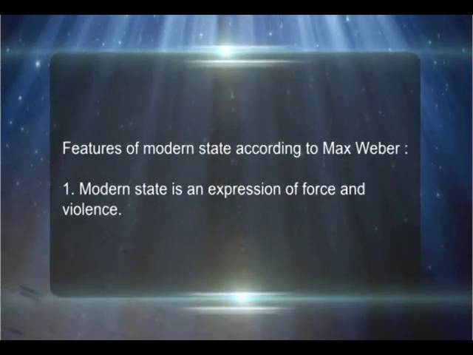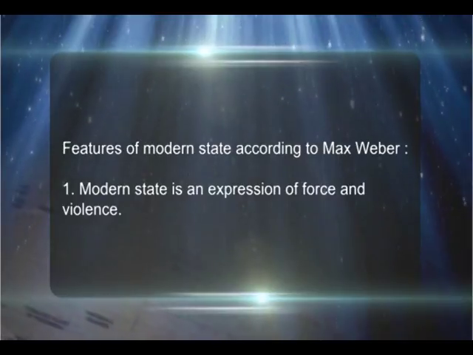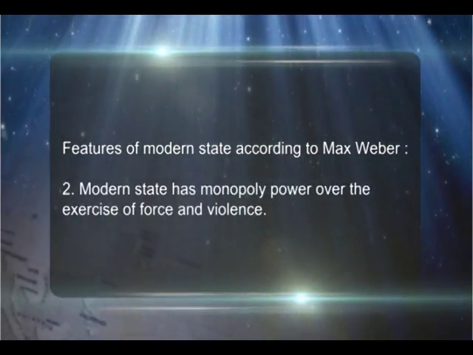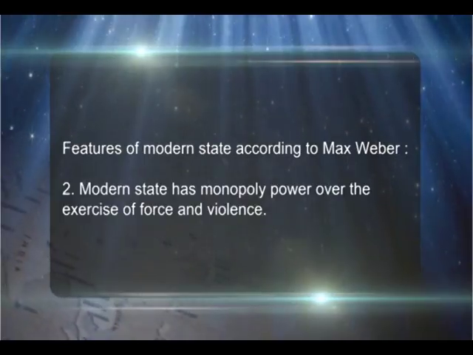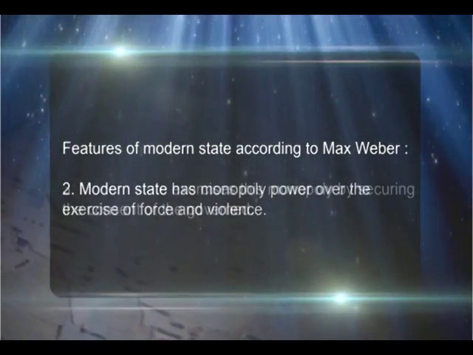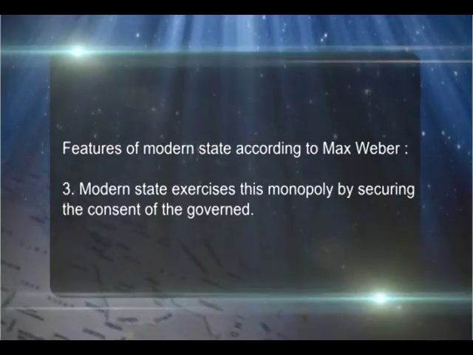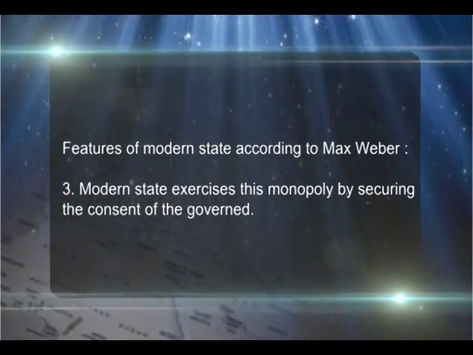Now, what is that element? The element is, according to Max Weber, that the modern state is an expression of force and violence, number one. Number two, the modern state has monopoly power over the exercise of force and violence. And number three, the modern state exercises this monopoly by securing the consent of the governed, in the sense that its exercise of force and violence is not an arbitrary exercise of power. It is based on legality. That is, it derives its power from constitution, from law.